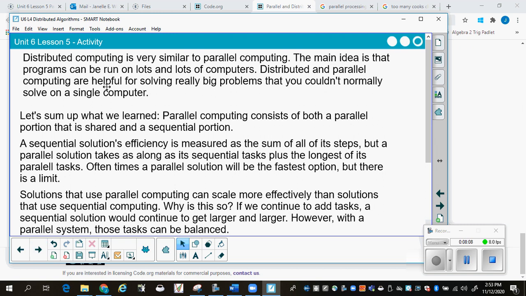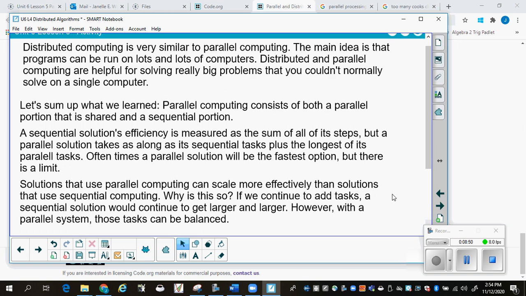Now, remember that distributed computing is very similar to parallel computing. The main idea is that programs can be run on lots and lots of computers. Distributed and parallel computing are helpful for solving really big problems that you could not normally solve on a single computer. So what have we learned? Well, parallel computing consists of both a parallel portion that is shared and a sequential portion. A sequential solution's efficiency is measured as the sum of all its steps. But a parallel solution takes as long as its sequential tasks plus the longest of its parallel tasks. Oftentimes, a parallel solution will be faster, but there is a limit.